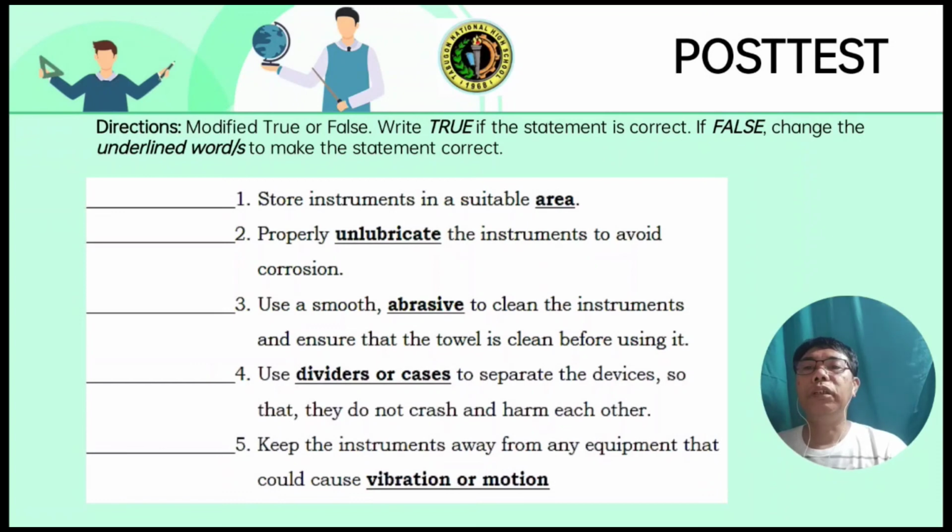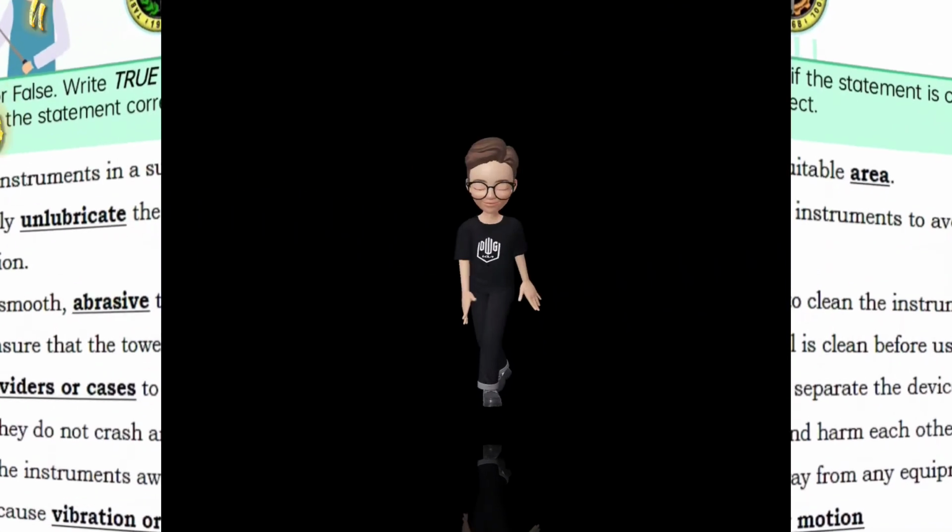Okay, we have also number 2, unlubricate. Number 3, abrasive. Number 4, dividers or cases. Number 5, vibration or motion. That ends our lesson.